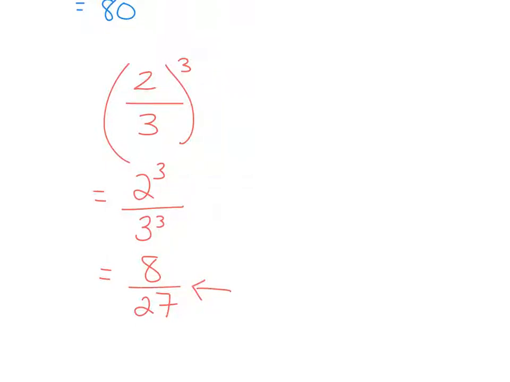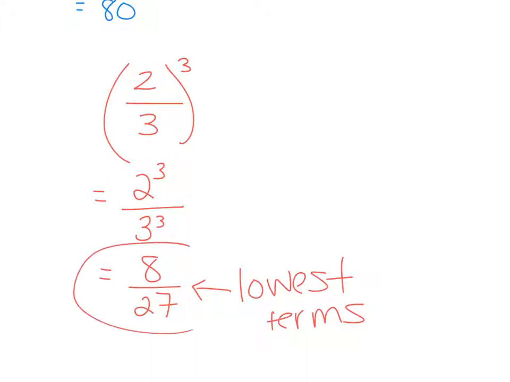And then all you want to do is just make sure that that fraction is in lowest terms. That just means, can you divide the top and bottom by anything? So we could divide the top by 2, but we can't divide the bottom by 2. We could divide the top by 4, but can't divide the bottom by 4. So anyways, if there's nothing that works, it's in lowest terms. So that's it. That's evaluating expressions involving exponents.